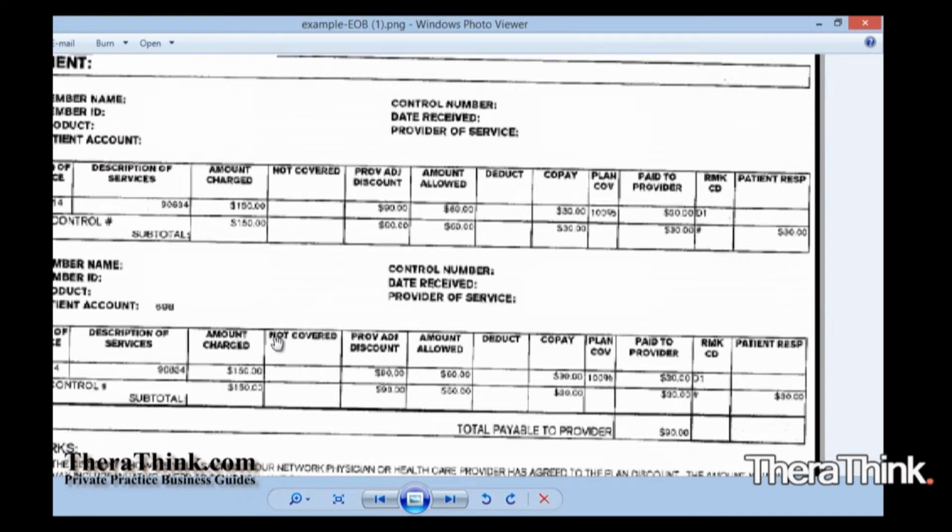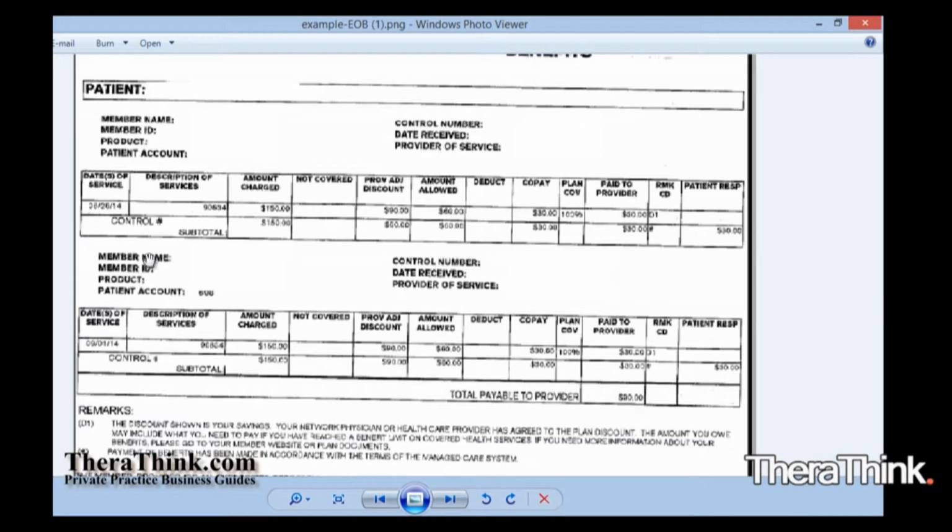It's a little bit fuzzy, so I apologize for that. But you'll see here the dates are very hard to read. This one's a little more legible here, 9/1/2014. The charge amount is $150. The provider adjusted discount, so that's the amount that's changed, is $90, which leaves us with $60 for the allowed amount.